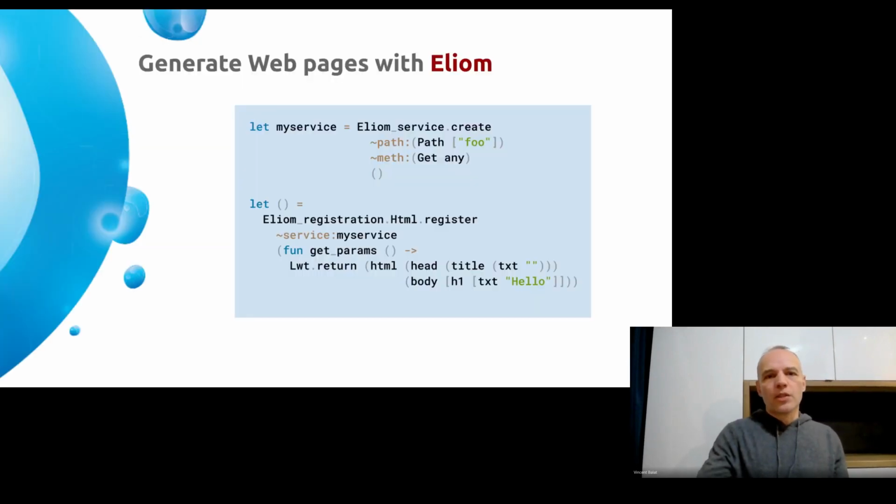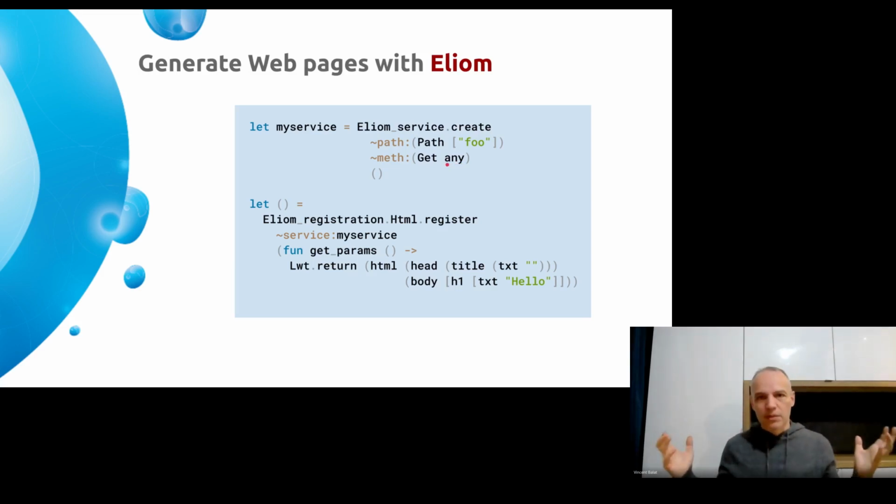Pages are generated by services. In that example, I'm defining a service called my service. And to do that, I'm using a function called Eliom service create, which takes 3 parameters. The first one is the path on which you want your service to be available. This one will run on path/who. The second argument describes the HTTP method to use and the parameter your page is taking. Here, I will use the GET HTTP method, and any means that it can take any GET parameter in the URL.